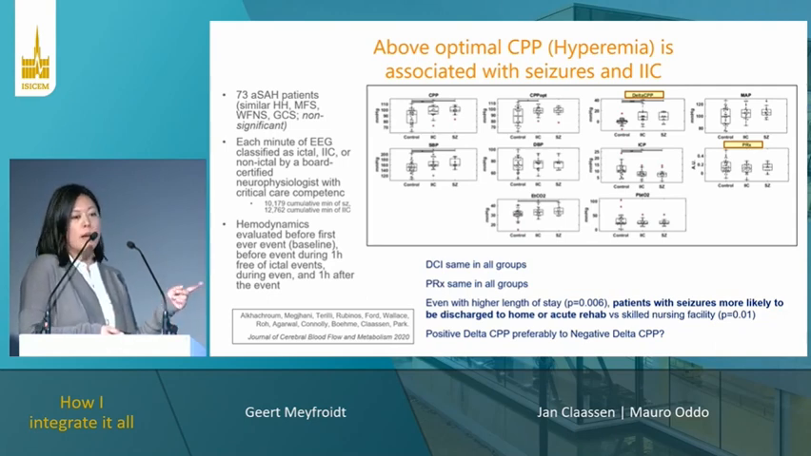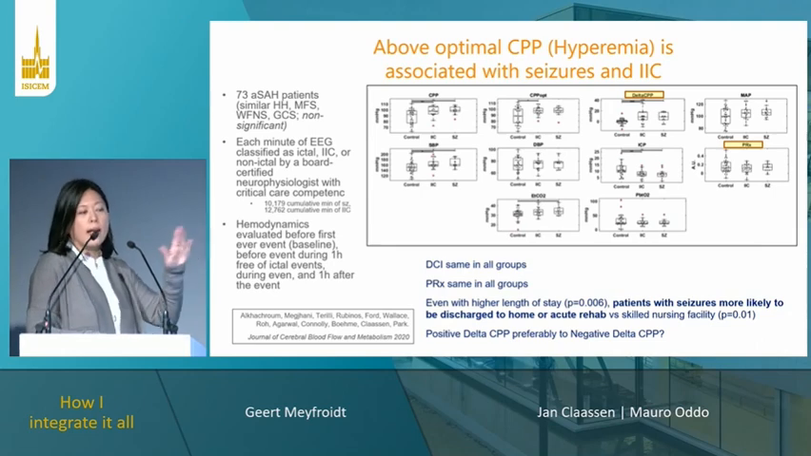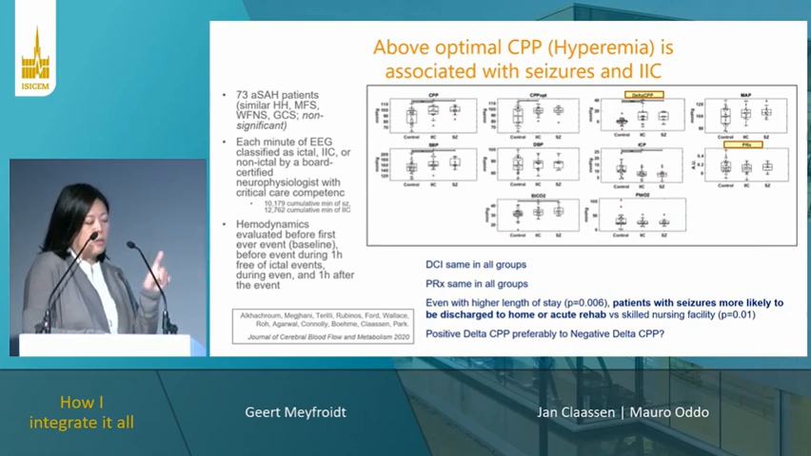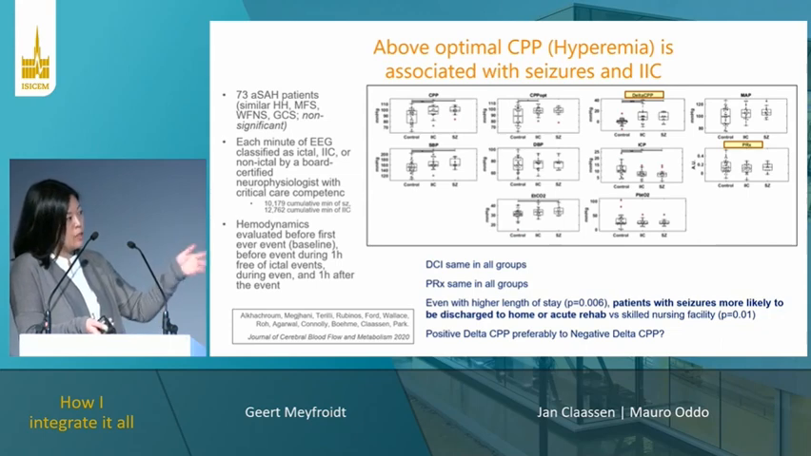So in these patients with subarachnoid hemorrhage, where we calculated your optimal CPP and where your actual CPP was, we then looked at every minute of continuous EEG. All these 173 patients had continuous EEG, and we scored every minute for whether you had a seizure or an ictal-interictal continuum signal. We found that when your delta CPP was above your optimal, you were more likely to have seizures and more likely to have ictal-interictal continuum. That is PRES, right? PRES is edema, seizure, etc.